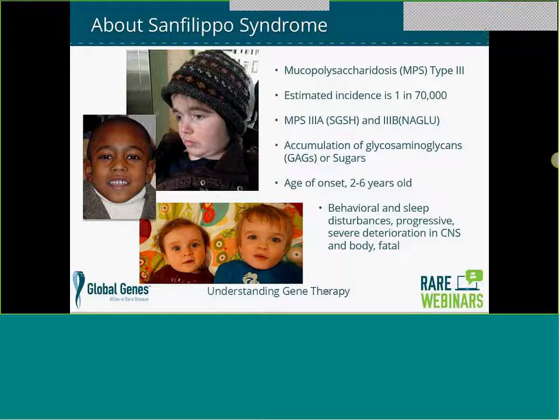Sanfilippo syndrome, also called mucopolysaccharidosis, or in this case MPS 3, of which there are 4 different versions, A through D. Abeona is focused on the 2 most common forms, A and B. These are due respectively to missing or poorly functioning SGSH and NAGLU enzymes, which over time, again, allow for buildup of sugars in the kids' cells. It's really important to note that these sugars build up not only in the brain or central nervous system, but throughout the entire body, causing problems.